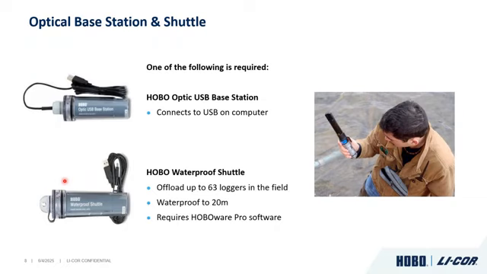So we have a lot of deployments where customers don't want to remove the equipment because they don't want to disturb the environment, and they'll actually dive down and offload right from this waterproof shuttle, and then offload from their office later down the line. So again, it has internal memory. That's all you have to bring out to the field, and then you can bring it back and do your data offload after.